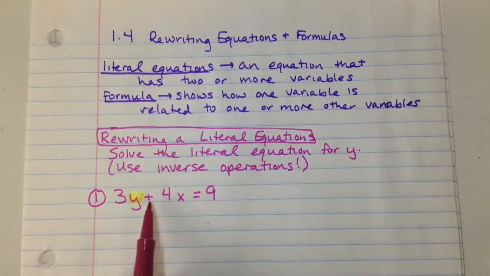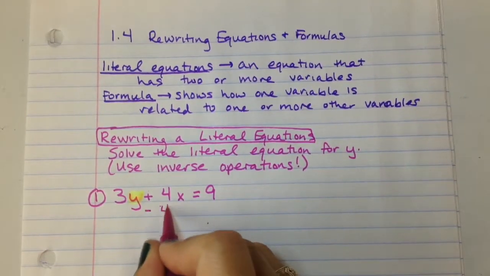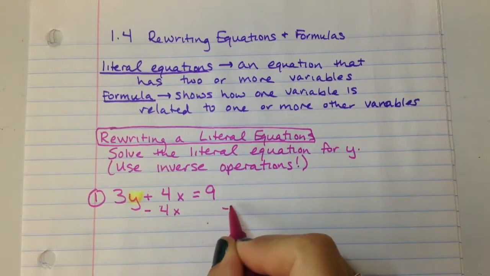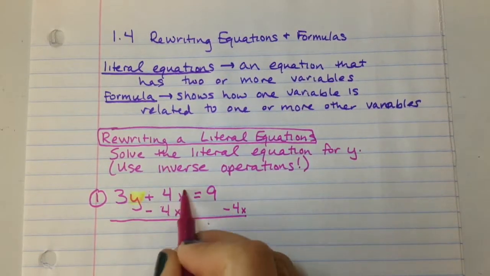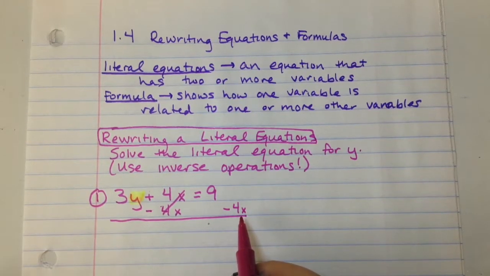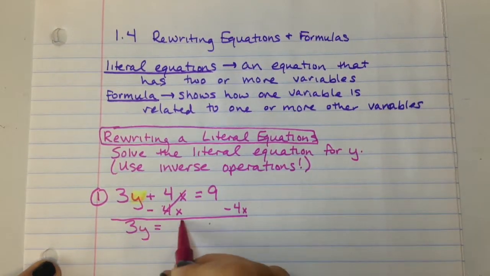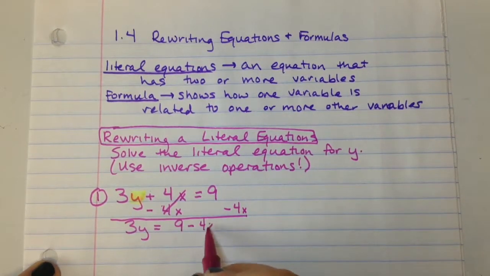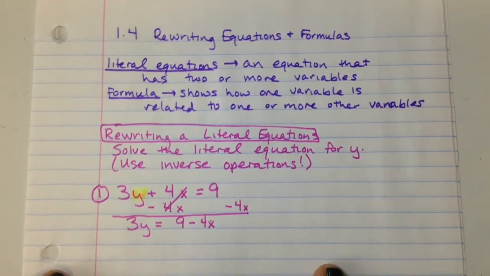So I need to move everything away from the y, which means I want to move this 4x away from the y. The inverse of plus 4x is minus 4x. So I do that on this side, and I do this on this side. Now, are 9 and 4x like terms? I hope you said no, because they do not have the same variable, which means I cannot combine them. So when I rewrite my equation, I should just have 9 and then minus 4x. We cannot combine these because they're not like terms, so they get to sit right next to each other.